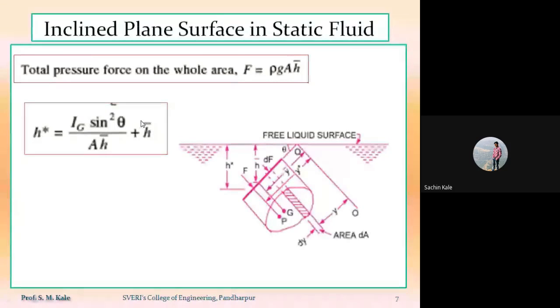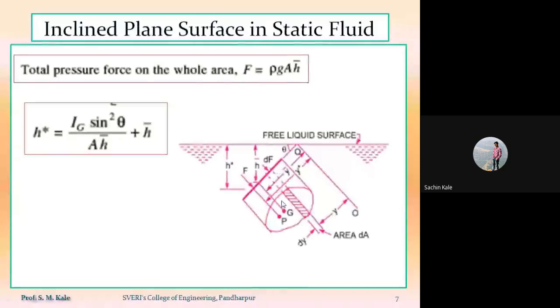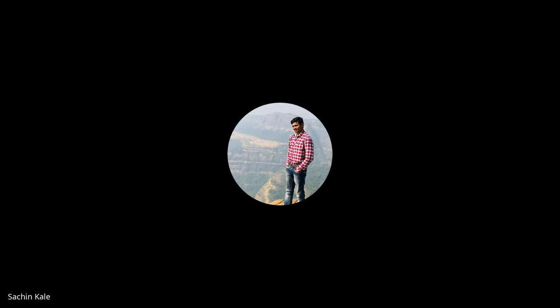Here theta is nothing but the angle. Plan means side view. So here, in the side view, the inclined line will be the horizontal line.